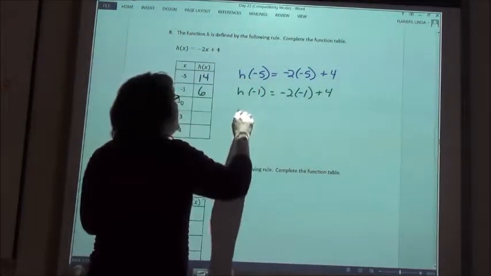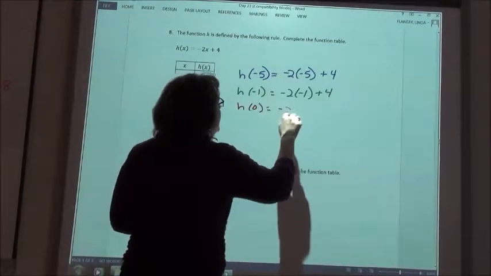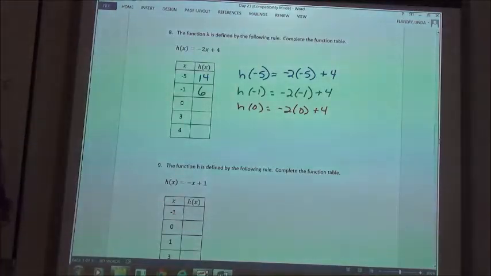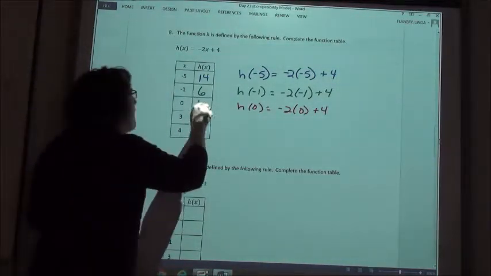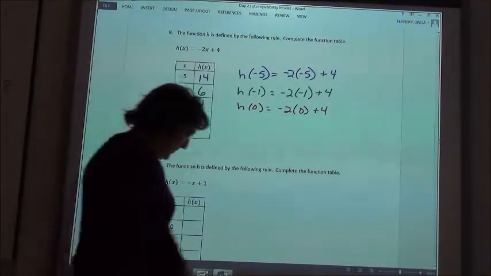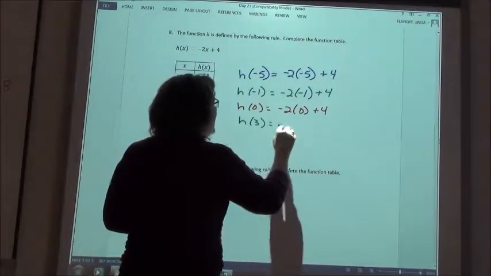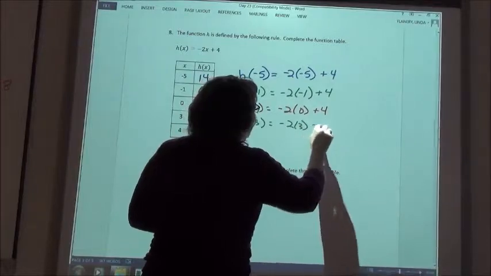And then we do h of 0. Negative 2 times 0 plus 4 gave us that nice end number 4. We did all those with the y-intercepts. And then we do h of 3. So negative 2 times 3 plus 4.